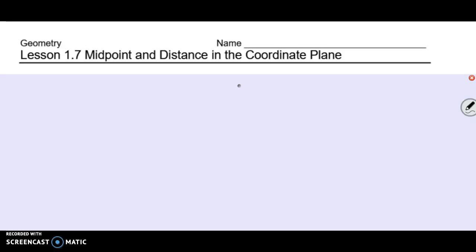This is lesson 1-7, midpoint and distance in the coordinate plane. In this lesson, you're going to learn how to find the midpoint on a number line, and you're also going to find the midpoint in the coordinate plane. You'll also learn how to find the distance in the coordinate plane, but that is going to be day 2 of this lesson. So today we're just going to focus on midpoint.